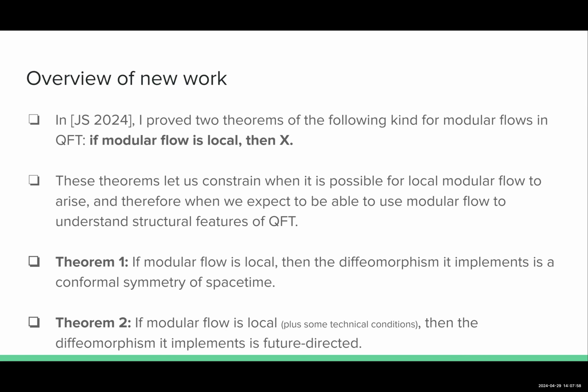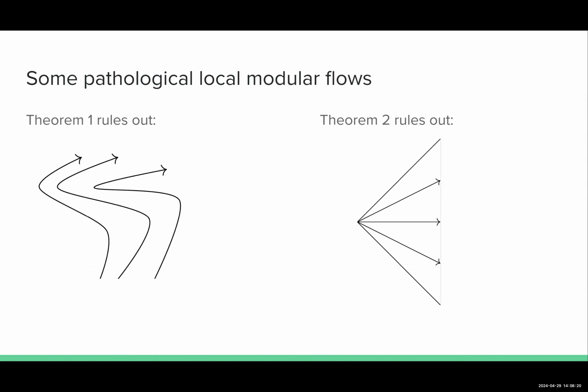The second theorem is actually the one that I think is more interesting, even though it's less constraining, because it has more to do with the actual structure of these modular flows. When you have one of these local modular flows and some additional technical conditions, the diffeomorphism that it implements has to be future directed. That's kind of funny. We'll talk a little bit more about that as we go on. But let me at least flash for you some things that are getting ruled out.